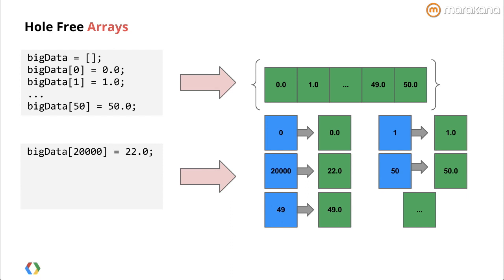No holes in arrays. In JavaScript, you can do something like this, where you have big data, it's an array, and then you add a bunch of numbers into it. And then somewhere later on, you add something like big data at 20,000. At that point, the engine says, oh, you know what, you're not an array anymore. You're actually a key value map, where the keys are the indexes into the array. And it becomes sparse, and your data is spread all over memory. It's very bad for performance, and it kind of sucks. In Dart, you cannot have holes in your arrays. If you want a structure like this, you use a map.